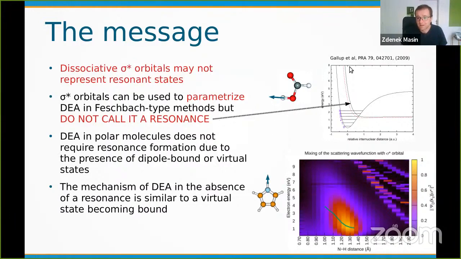What was done in the calculations of Gallup et al. was that it was used to parameterize in a Feshbach type method the dissociative electron attachment, but please do not call this state a resonance. It's your choice of basis. Okay, finally, the main point is that the dissociative electron attachment in polar molecules does not require resonance formation, but it's induced instead by a dipole bound or virtual states.